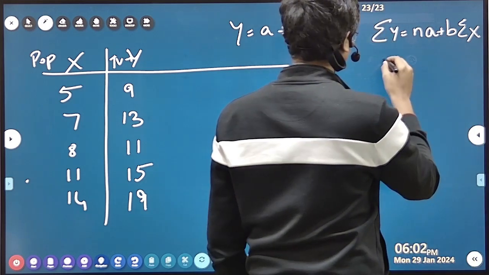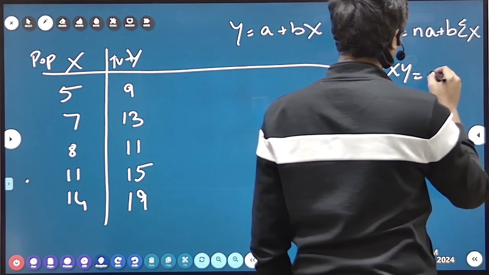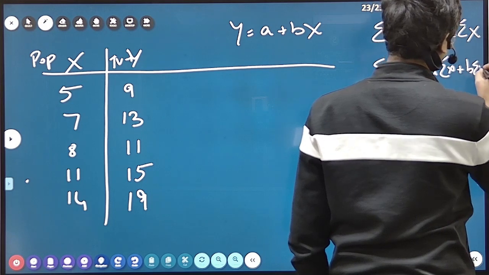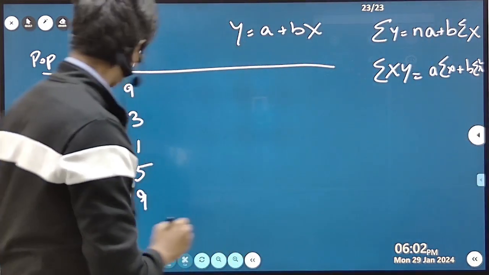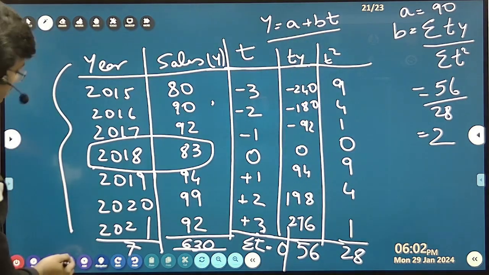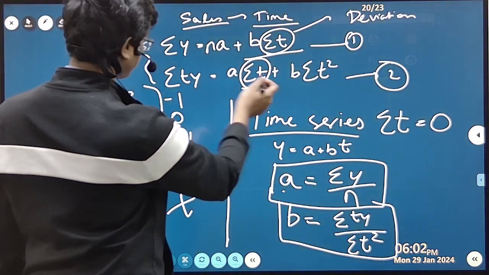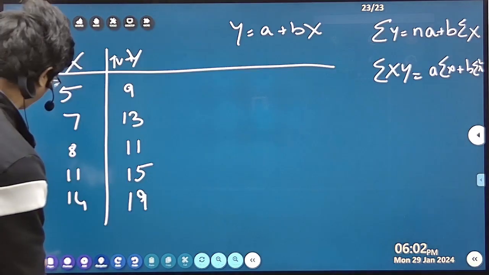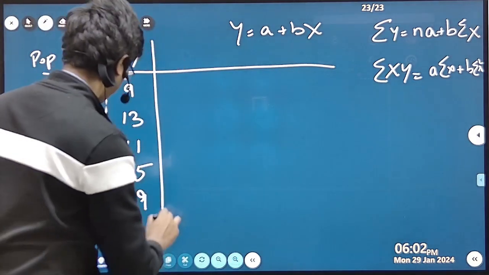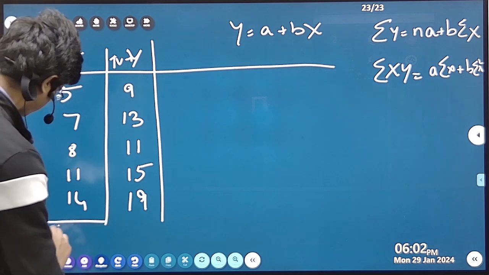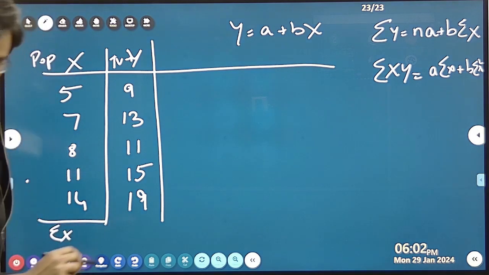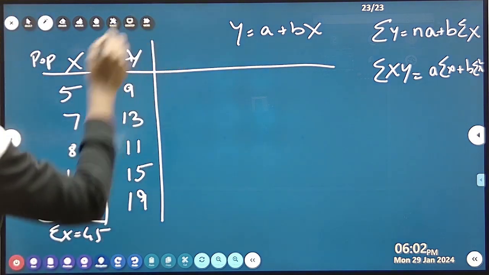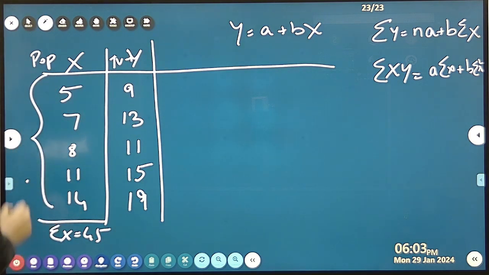Yeah, and my second equation was sigma xy equal to a into sigma x plus b into sigma x square, right? You can take a look at that. Here t is replaced by x, so sigma xy equals a sigma x plus b sigma x square. Okay. Yeah. So now my sigma x is how much? 45. Right. Okay. And my n is my sample size, that is 5.